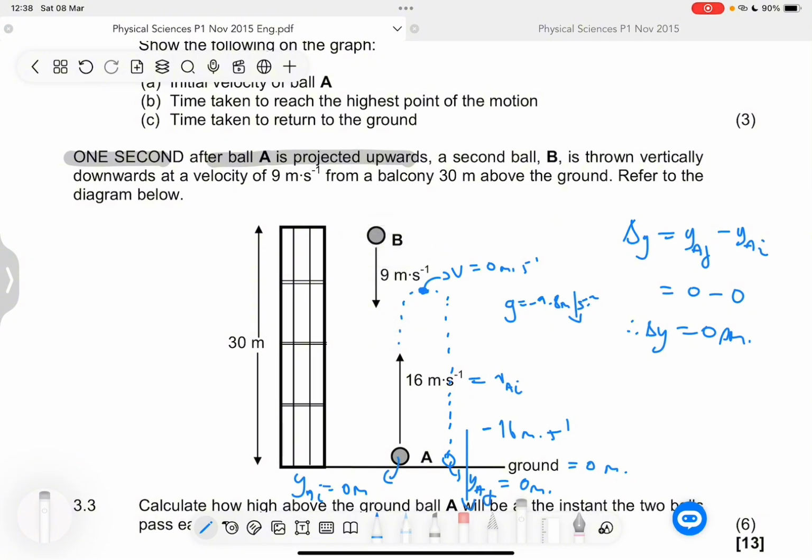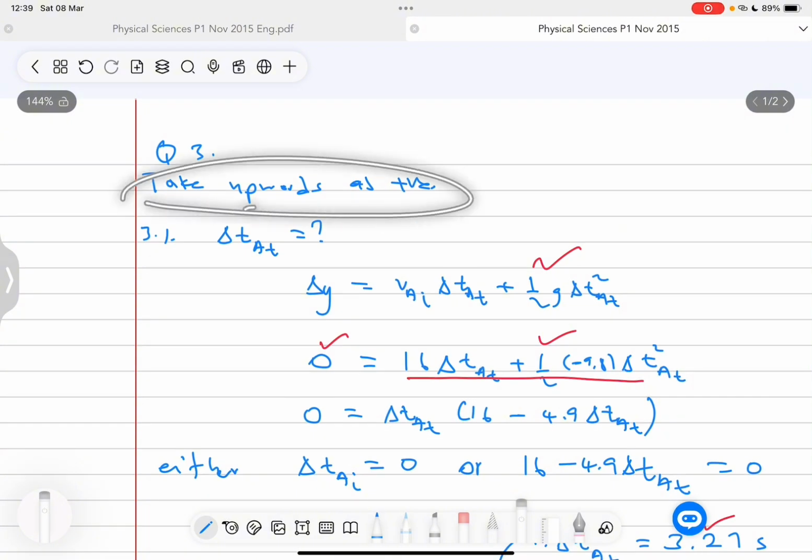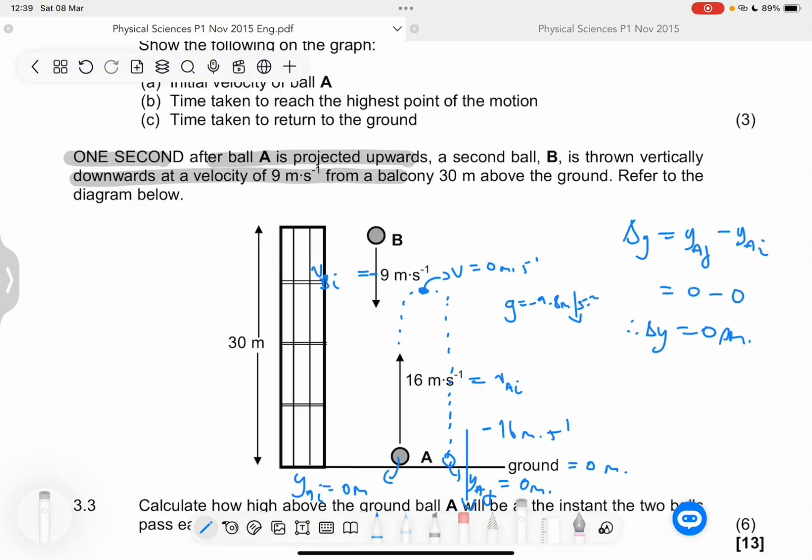A second ball B is thrown vertically downwards. It's thrown vertically downwards at 9 meters per second from a balcony. So there's a balcony here above the ground, 30 meters above the ground. What that means is that our initial velocity for ball B, let me write that correctly, will be equal to negative 9 meters per second. It is negative because we chose up as positive. Very, very important: remember, we chose up as positive, so a vector that goes down will be negative.